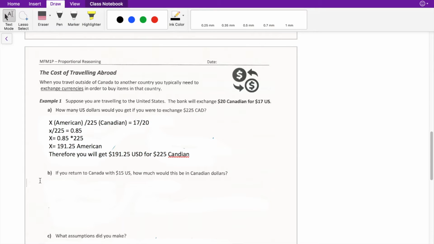So, next question is, if you return to Canada with $15 US, how much would you get? How much would that be in Canadian dollars? Okay, so now we're looking for Canadian dollars. So let's make that our x. I'll put a little CAD here. We're going to make it over our $15 US.